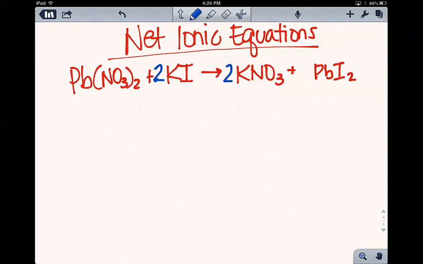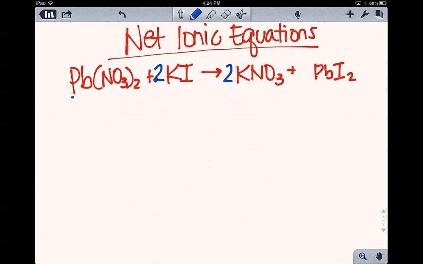And in writing a net ionic equation, the first real step is to separate or ionize all of the ionic compounds that are soluble, and don't separate anything that is not soluble. So if something is classified as a solid, a liquid, or a gas, you do not ionize it. If it's classified as aqueous and it's ionic, you do ionize it. And to be able to tell whether or not it is, you look at your solubility rules.